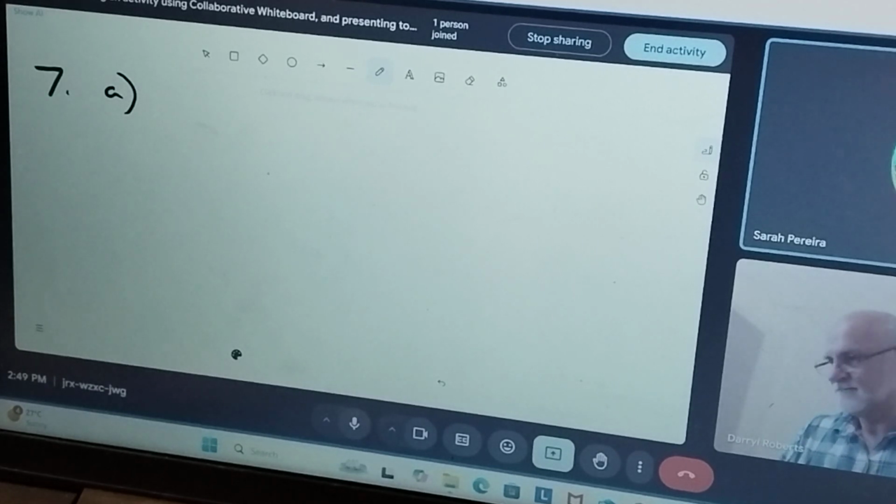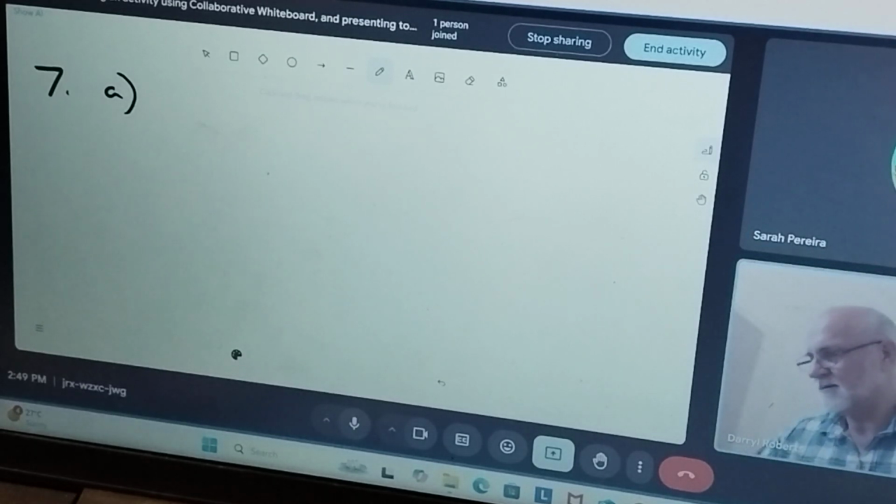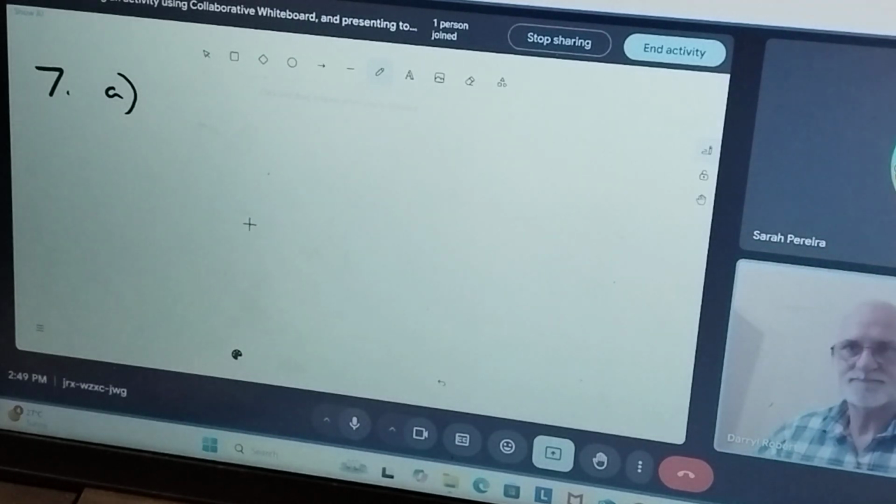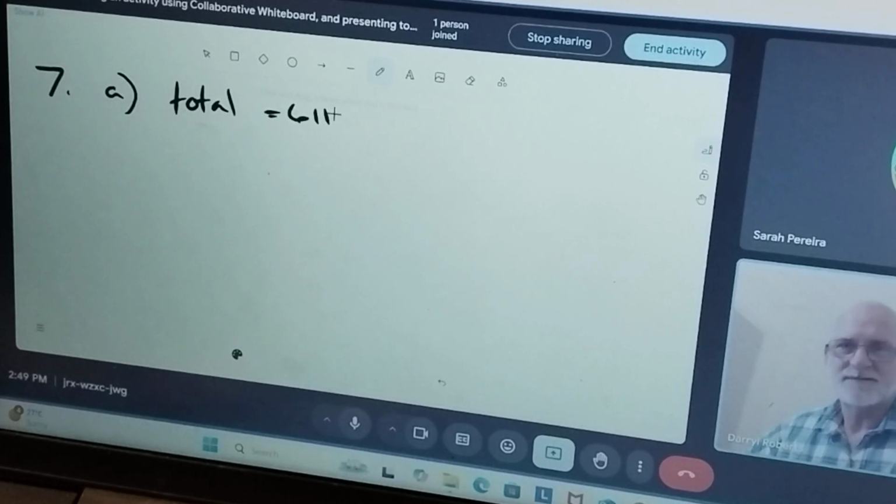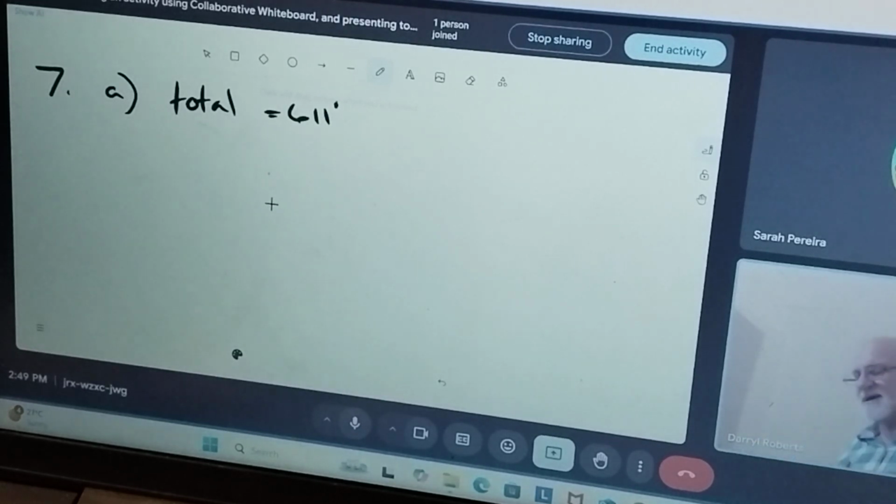1, 3, 6. 1, 2, 5. 611. You got 611. So when you added them up, they came to 611. Yes. But how much should the angles of a hexagon add up to?